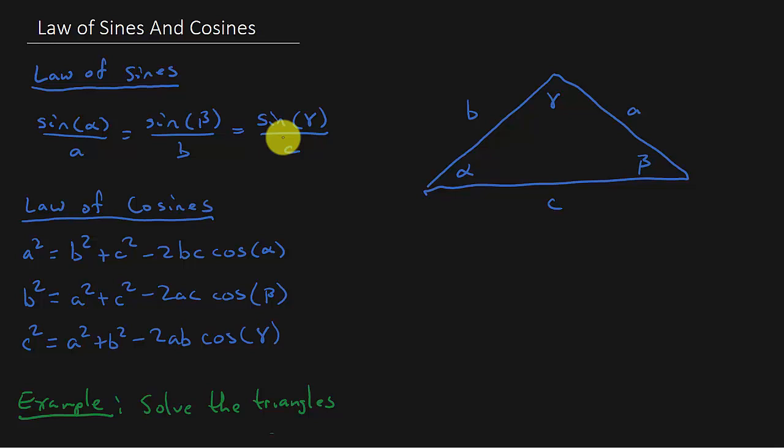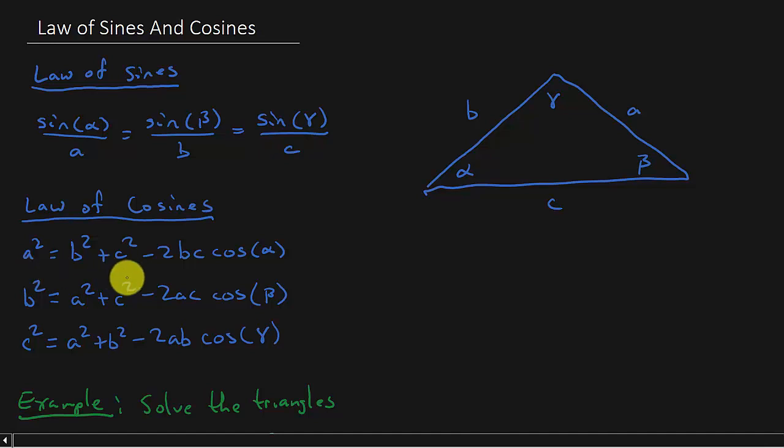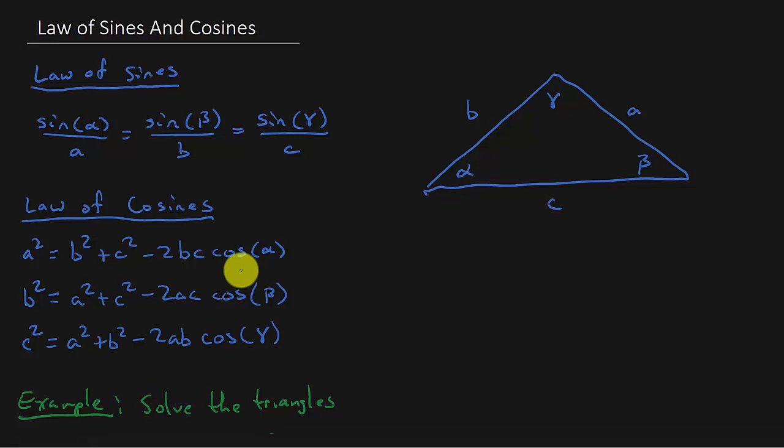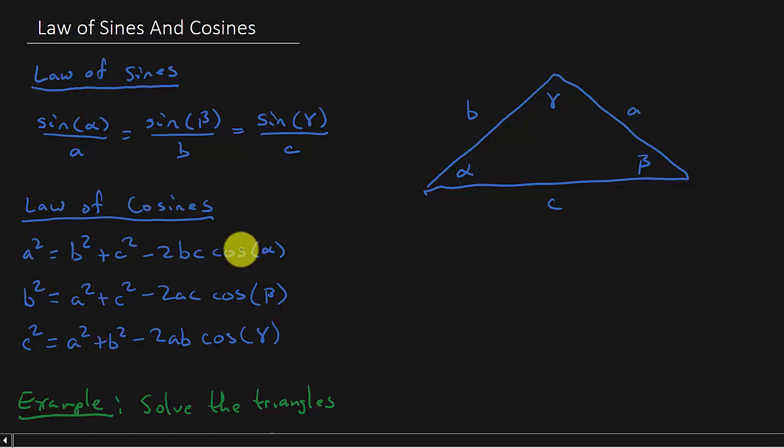Okay, and then we have the law of cosines. I'm not going to read them all. Let's just look at the first one. A squared is equal to b squared plus c squared minus 2bc times the cosine of alpha. Now, don't memorize all of them. Just memorize the first one. If you know this first one, you can get the other ones because they're all the same pattern.